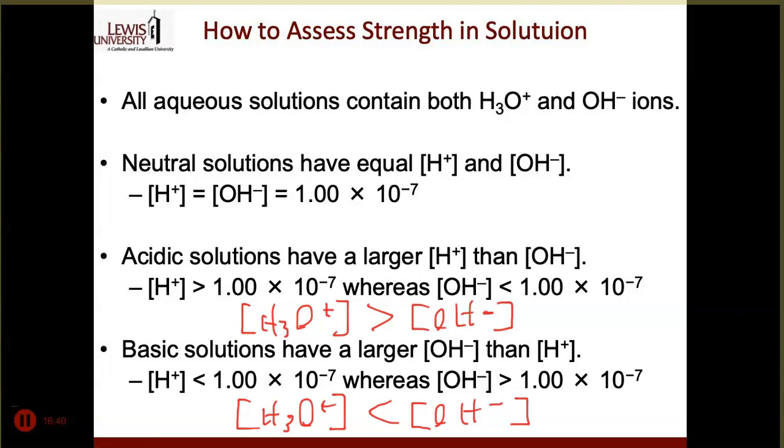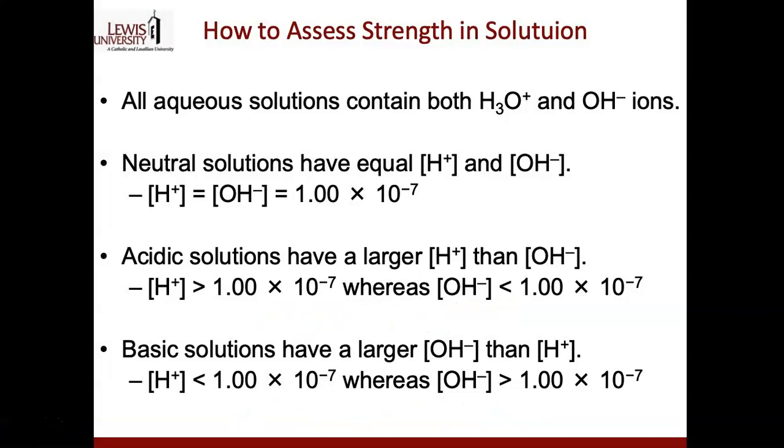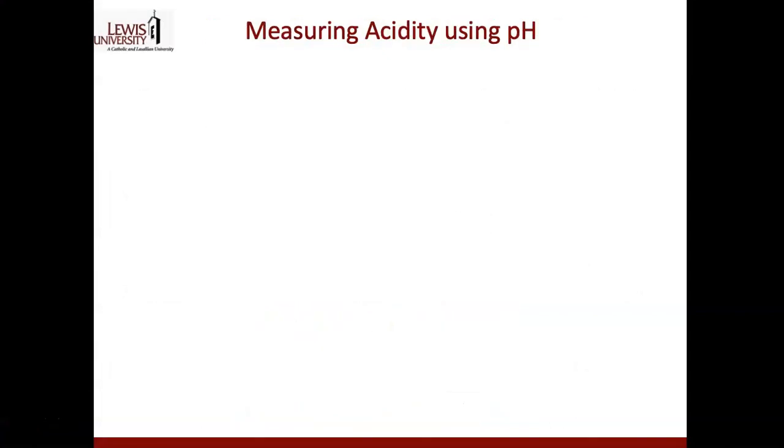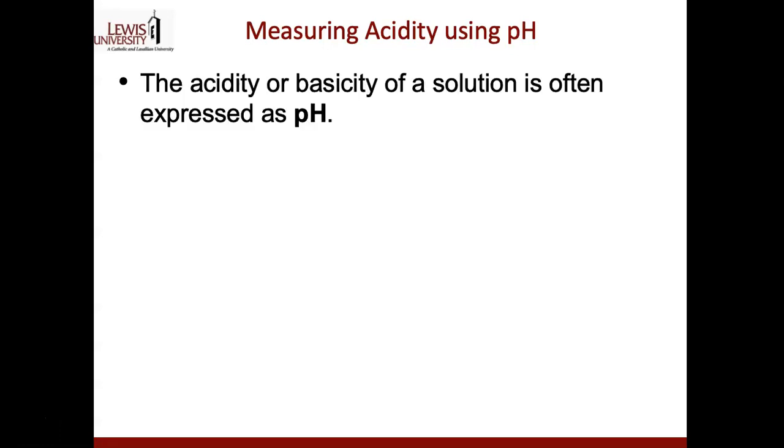So that's how we define an acidic solution versus a basic solution versus a neutral solution. It's all dependent on the amounts of hydronium and hydroxide you have present in that solution. Now, one way we express concentrations of hydronium and hydroxide is by pH. And pH is a negative log scale.